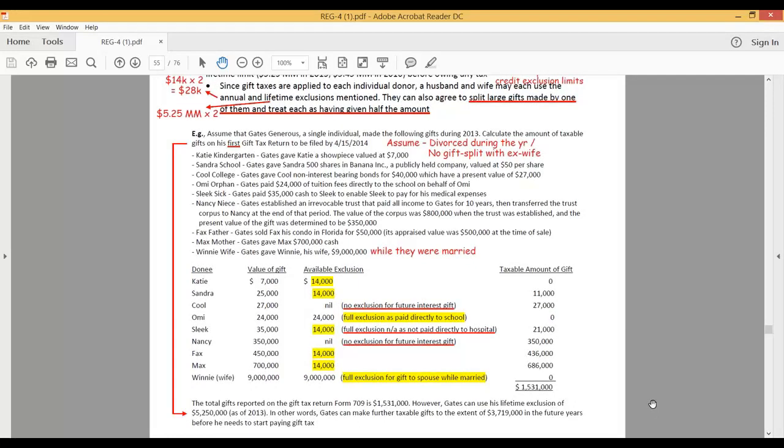Now this is a question that used the 2013 exclusions. So in 2013, your total lifetime exclusion was 5.25 million. If you look at this, the gifts that he has given are still below that threshold. So therefore, he can still give away or have an estate of 3.719 million in the future without having to pay taxes.